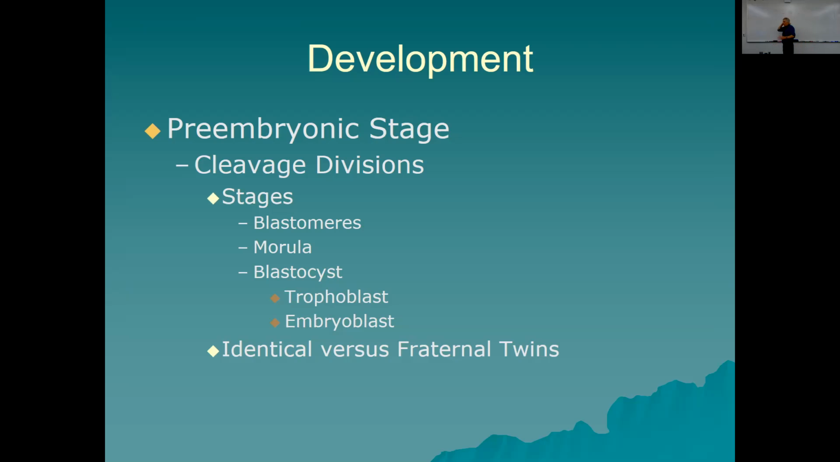Okay, we know what a morula is. The blastocyst, remember, has an embryoblast, which becomes the embryo, and a trophoblast, which becomes part of the new placenta. And I just described the difference between identical versus fraternal twins. Actually, identical twins are called monozygotic. Fraternal twins are called dizygotic.